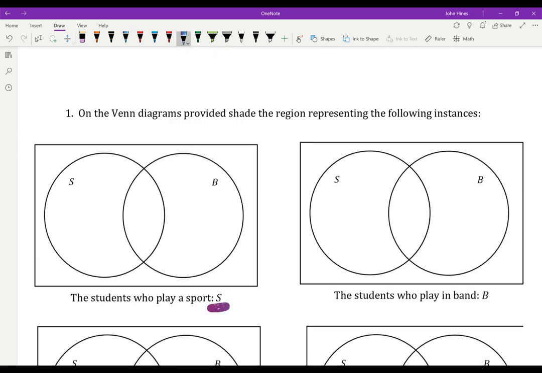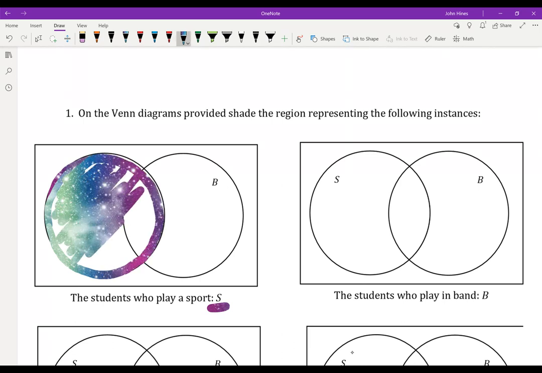So I want the people who play sports. I don't care where they are, but they've got to be somewhere in the sports circle. That's my sports circle right there. I guess I'll cover everything because someone's going to leave a comment saying you missed a spot in this circle. So if I want the probability of sports, I've got to be somewhere in that circle. Notice it covers both. It covers that intersection.